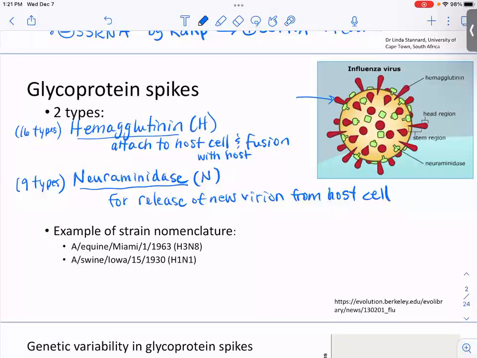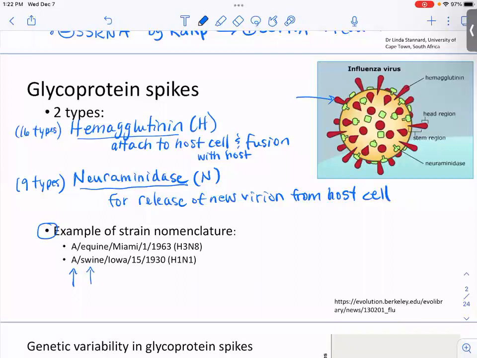So just as an example, it looks rather complicated, the strain names, but if you break it down, then it starts to make sense. And we'll look at some of the strains that are included in this year's flu vaccine. So here's an example of strain nomenclature. This first one is whether it's influenza A, B, or C. The next thing here is the animal of origin. And if there's no animal listed there, then the strain was first found in humans.